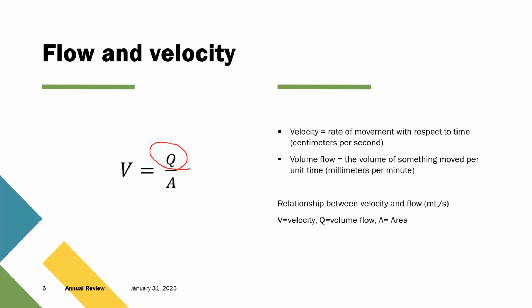Now, I know that if I increase my area, let's say, for instance, I have a flow of 2, and I have an area of 2. My velocity would be 1. But let's say I increase my area. So now I have a flow of 2, an area of 4. Now my velocity is 1/2.